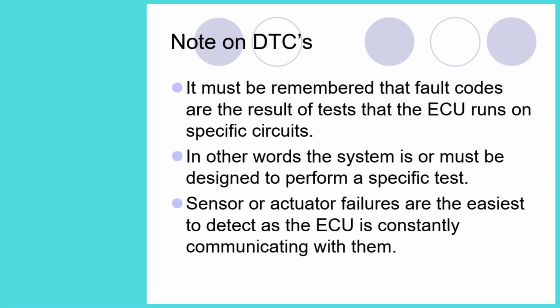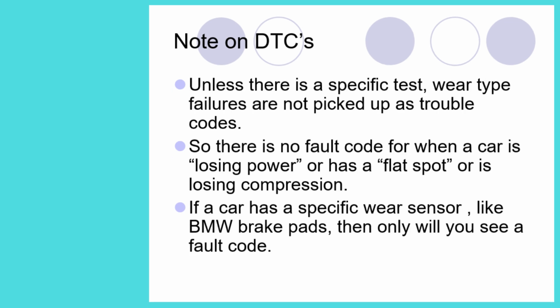It must be remembered that fault codes are the results of tests that the ECU runs on specific circuits. In other words, the system must be designed to perform a specific test. Sensor and actuator failures are easiest to detect as the ECU is constantly communicating with them. Unless there is a specific test, wear-type failures are not picked up as trouble codes. So there's no fault code for when a car is losing power or has a flat spot or is losing compression. If a car has a specific wear sensor, like BMW brake pads, only then will you see a fault code.